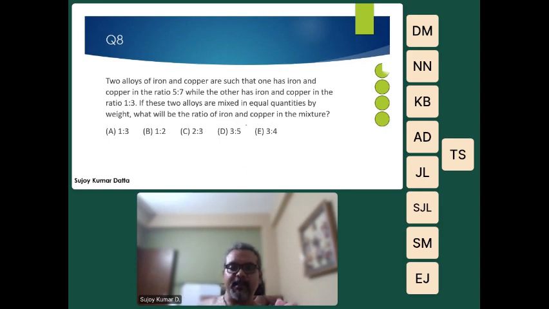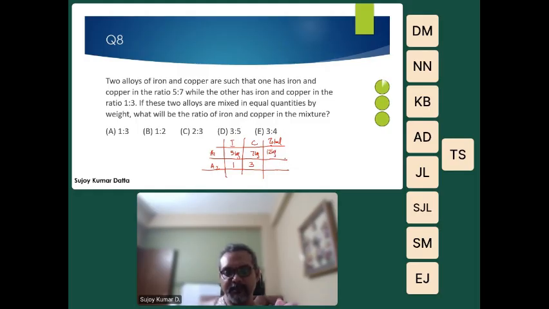Okay, let's see. In short, what we are going to do is, we have iron and copper in alloy 1 and 2. This one is 5 and 7, and this is 1 and 3. So 5 kg and 7 kg makes 12 kg, and this is 1 kg and 3 kg, which makes only 4 kg. That's what ratio is. 1 to 3 means out of 4 parts, it's 1 part and 3 parts. So we are looking at 4 parts there and 12 parts there.